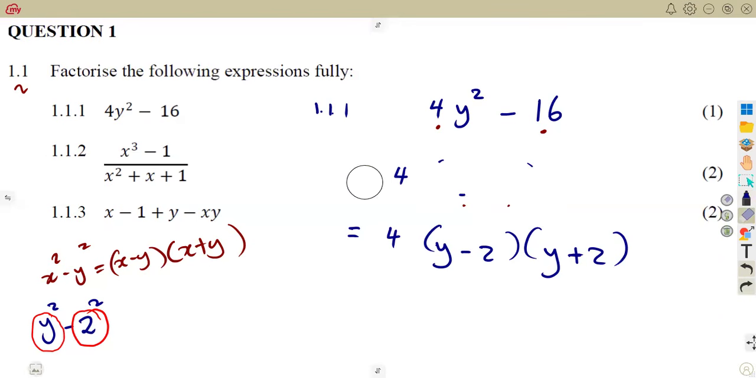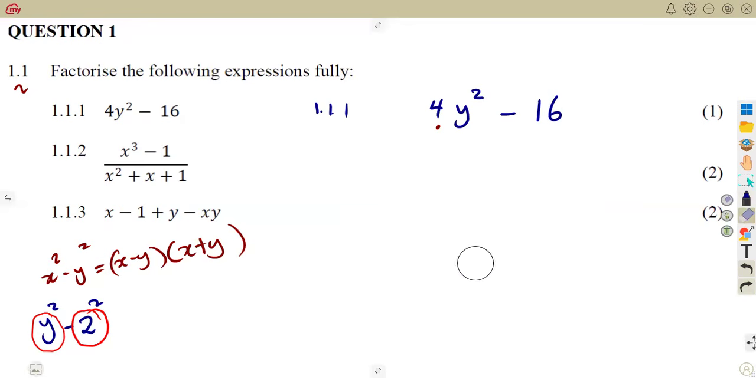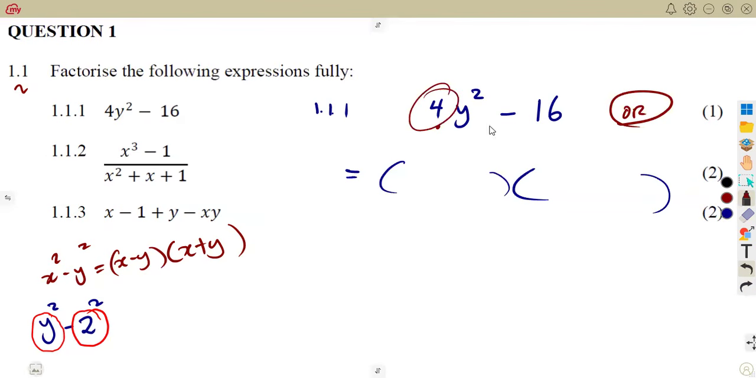But let's say you did not see or figure out that 4 is common there, then you apply your difference of 2 squares directly. It is still going to work. Okay, let's say this is what you did. You see that 4 is a perfect square. The 16 is also a square. The square root of 4, you know that is 2. The square root of y squared is y. The square root of 16, that is a 4. So one bracket is going to subtract, another bracket is going to add. So this is what you're going to have.